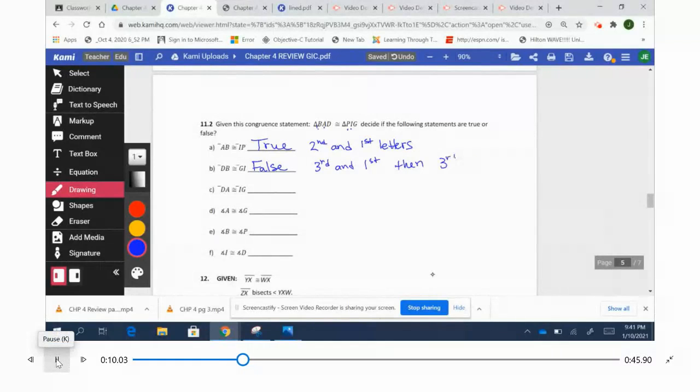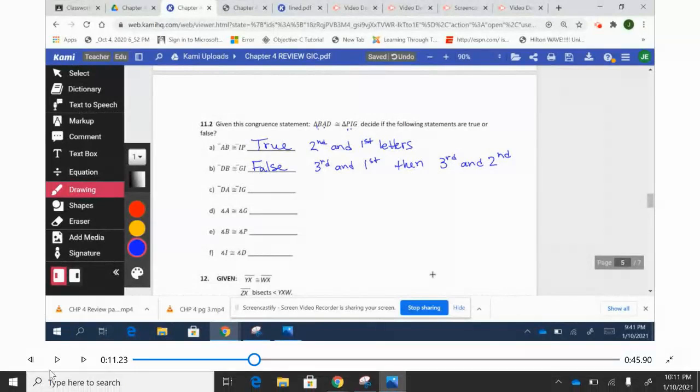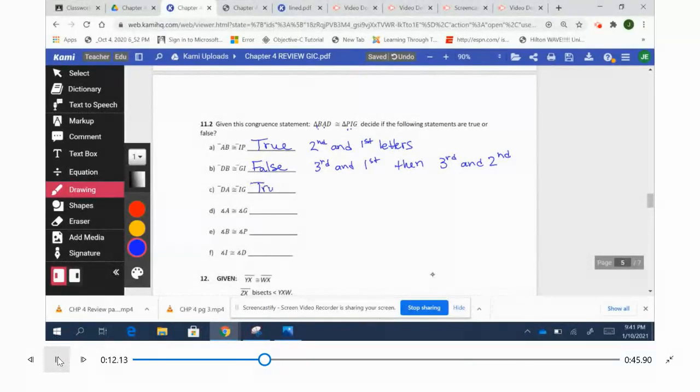The first couple I'll go through and talk about which letters they are in the arrangement. So they're the second and first letters, A, B, and IP. So you can see the congruence statement. You don't even need a diagram. That's kind of the point of this, is don't look at the diagram, look at the congruence statement. So for this one, DB, that's the third and first letters, but GI are the third and second letters. So they're not corresponding. We don't know if they're congruent, so we're going to say false here. Can't prove them congruent.